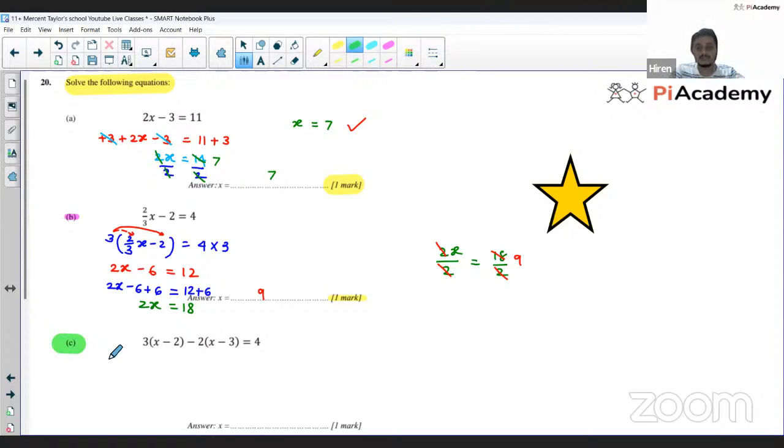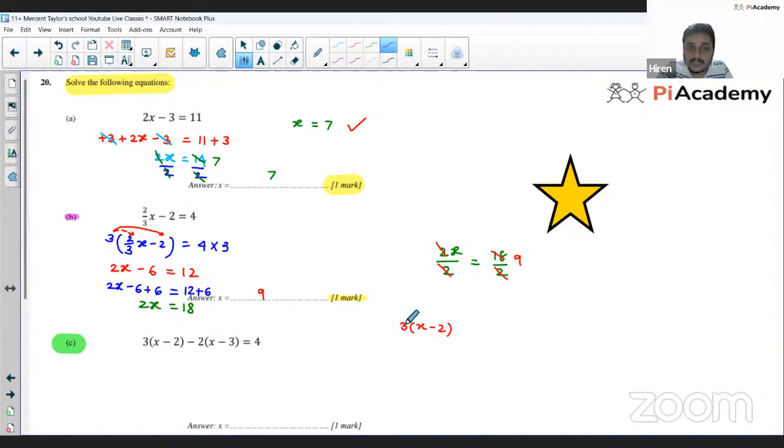Okay, everyone. So let's do the next question. Before solving this question, you must know how to expand the brackets. So I am expanding the brackets on the right hand side here, 3 times x minus 2. So I'm going to expand this one. And I'm going to teach you this.